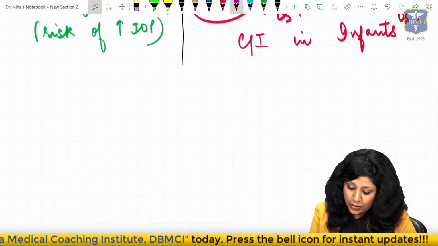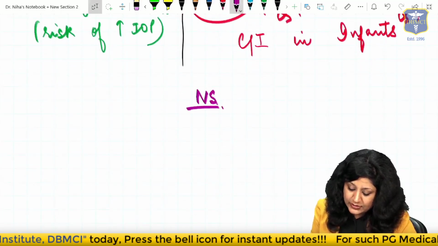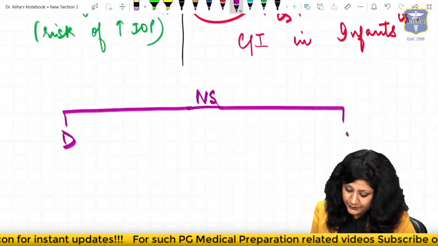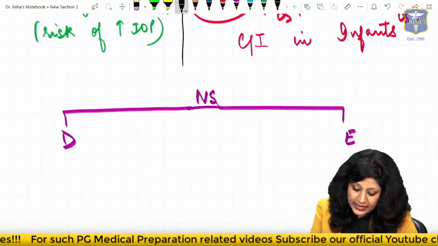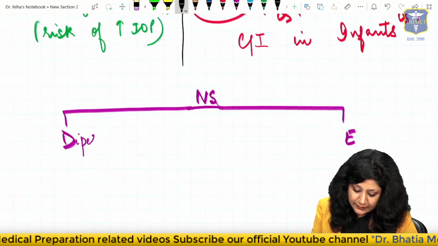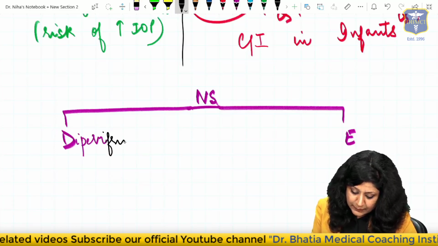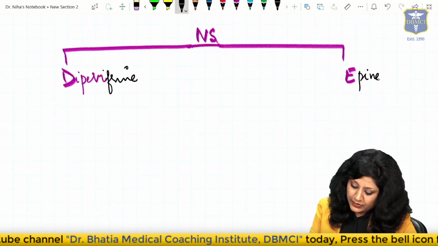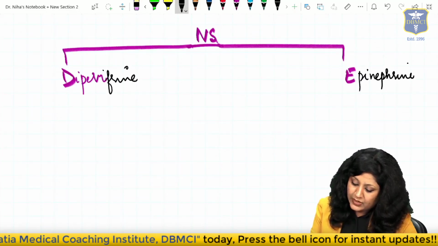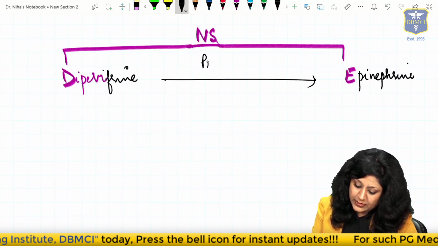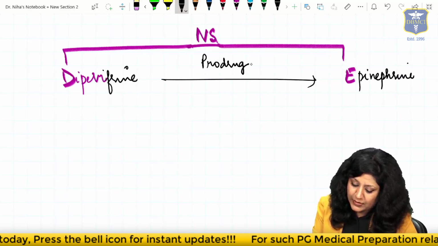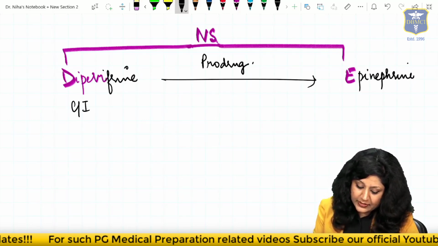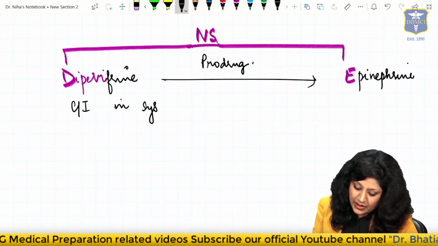Now coming to the non-selective variety. In the non-selective variety, we have basically two drugs, the D and E. Okay. Now D stands for dipivefrine, right? And E stands for epinephrine. Dipivefrine is a prodrug. It is a prodrug of epinephrine, and therefore it is contraindicated in systemic hypertension.